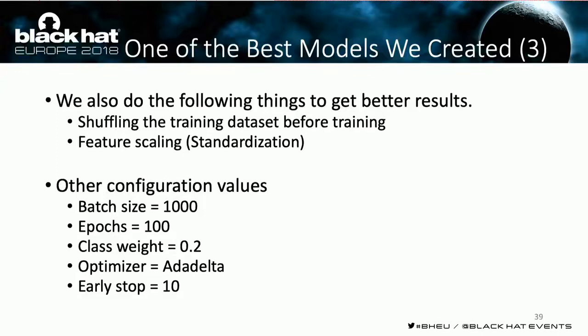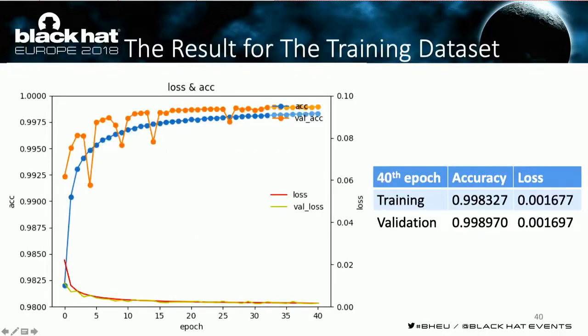Let me explain other training related parameters. We also did these 2 methods to get better results: shuffling the training dataset and feature scaling. And other configuration values that we used are here. And this is the result for training.